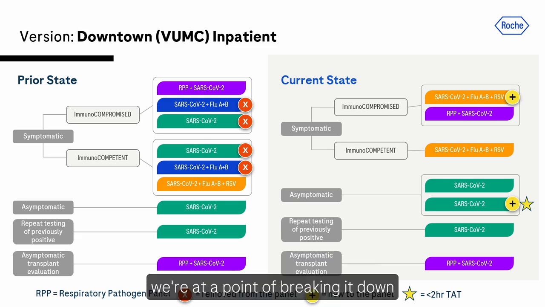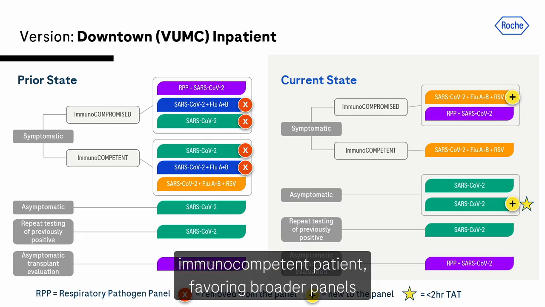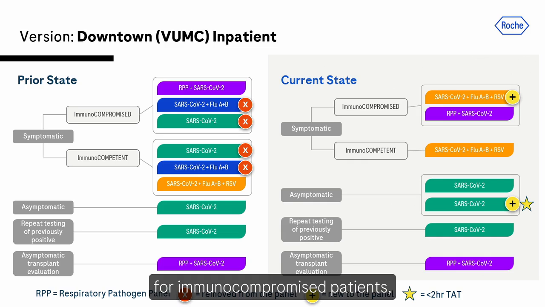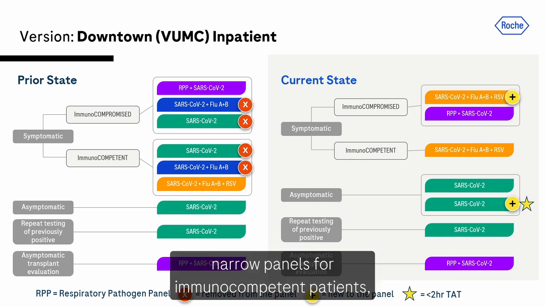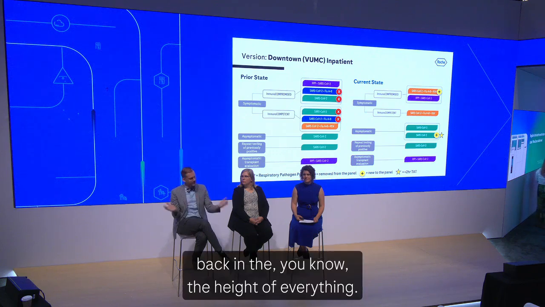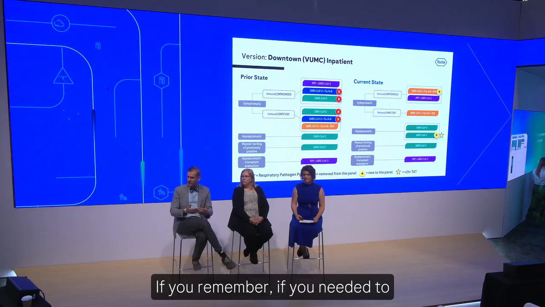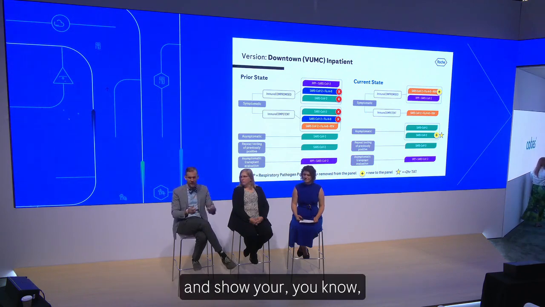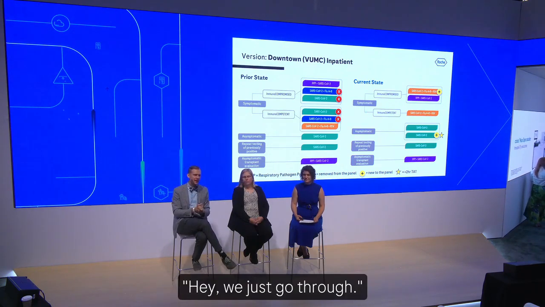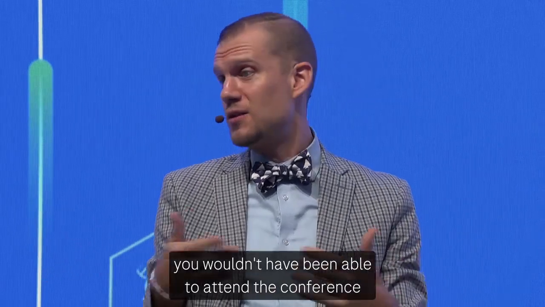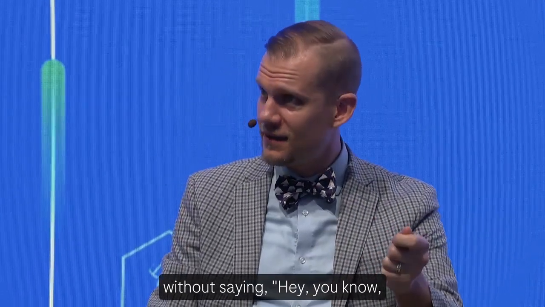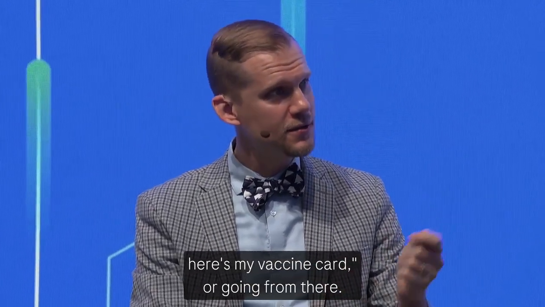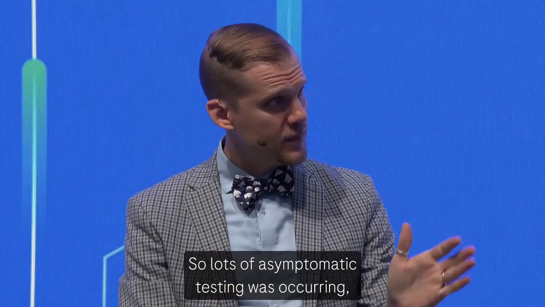We're at a point of breaking it down between an immunocompromised patient and an immunocompetent patient, favoring broader panels for immunocompromised patients and narrow panels for immunocompetent patients. Back in the height of everything, if you remember, if you needed to walk into a coffee shop, you needed to show your SARS-CoV-2 screening. A conference like this, you wouldn't have been able to attend without saying, here's my vaccine card. So lots of asymptomatic testing was occurring.